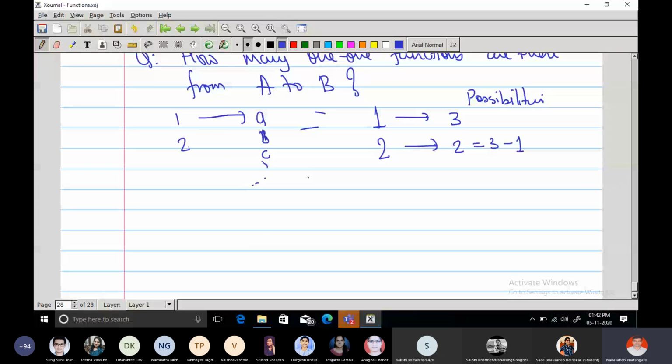So corresponding to every possibility of 1 there are 2 possibilities for 2, right? So 1 has 3 possibilities. Corresponding to every possibility of 1 there are 2 possibilities, so how many possibilities are there in total?